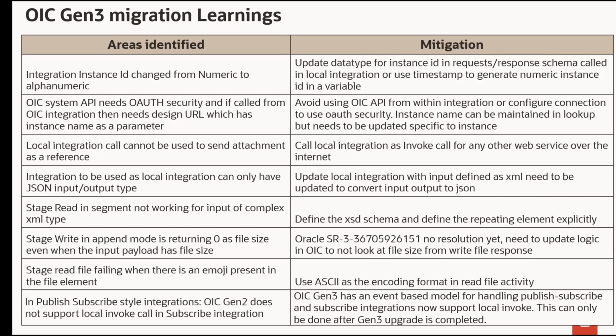And the last but not the least, the pub/sub style integrations, right? Gen 2 does not invoke local calls, but Gen 3 does, which is a big addition. So this is something that you can do only after the Gen 3 upgrade, whereas other things you can do beforehand. With that, there are other big improvement areas that Gen 3 is offering, right? Some of those features Niall has already talked about.